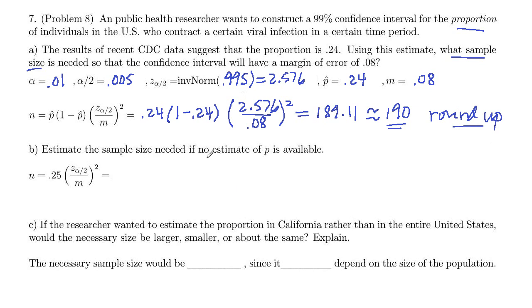Estimate the sample size if no estimate of p is available. So if no estimate is available, you take your p hat to be equal to 0.5. And then this will be 0.5 times 0.5, which is the 0.25 that's out in front. So 0.25 times z alpha over 2 over m, squared. So 0.25 times 2.576 over 0.08 and squared.